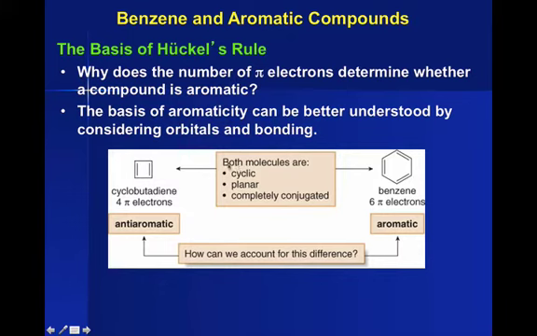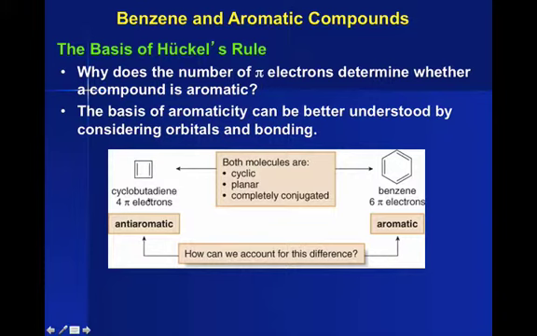If we look at cyclobutadiene versus benzene, cyclobutadiene is actually anti-aromatic, meaning that it's less stable than you might predict. And benzene, of course, is aromatic, as we've discussed, and means that it's more stable than you might predict. However, if you look at the models of both of these, you'll find that both are cyclic, both are planar, and both are completely conjugated. However, benzene's the only one that satisfies Huckel's rule for 4n plus 2 equaling the number of pi electrons. Cyclobutadiene satisfies the 4n rule, so it's anti-aromatic.